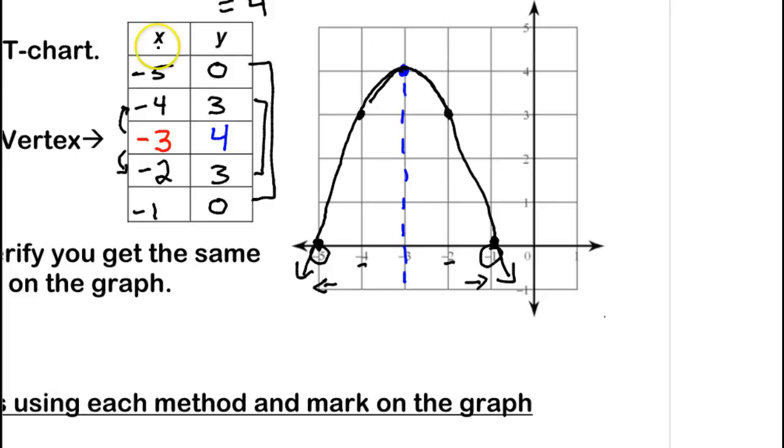There's our graph. Now, what are the solutions to this equation? Remember that when you're solving all these quadratics, the solutions are the x-intercepts. So the solutions to this quadratic equation are -5 and -1. Those are the x-intercepts.